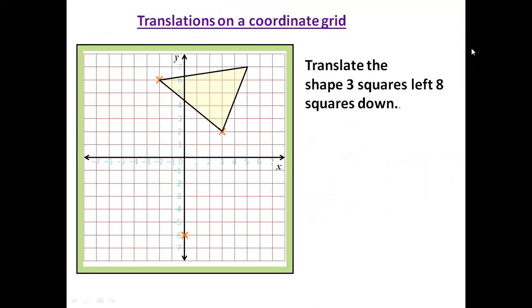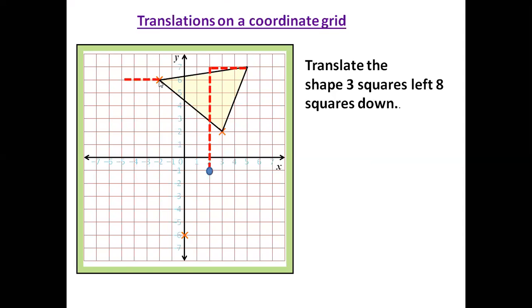Now, how do we do the translation? It's so easy. It's just counting squares. So here in this rectangle, it says, translate this shape 3 squares left and then 8 squares down. So for each point of the rectangle, you're going to count 3 squares left, 8 squares down. So if you start, for example, with this point, go to the left 3 squares. So this is 1, 2, 3. Then 8 down. So you count 8 down. This is your new point.